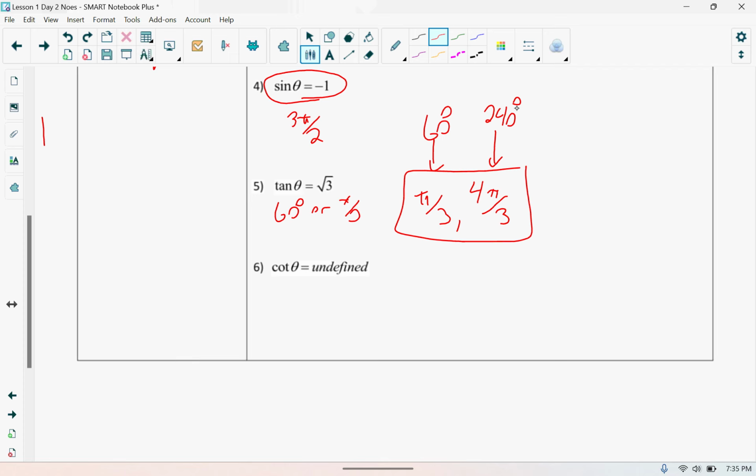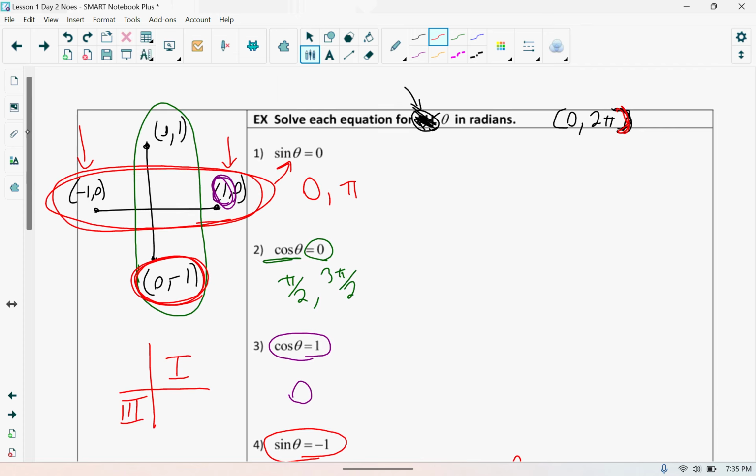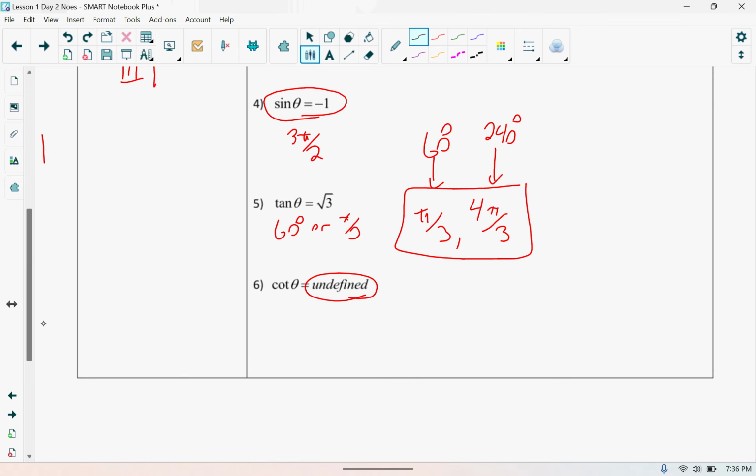Okay, and then finally, when cotangent is undefined. So cotangent, let's go back up here, that is left over right, and we want the 0 to be on bottom. So 0 is on bottom. I'm sorry, my dog's going crazy. 0 is on bottom here. So again, I'm going to say 0 and pi.